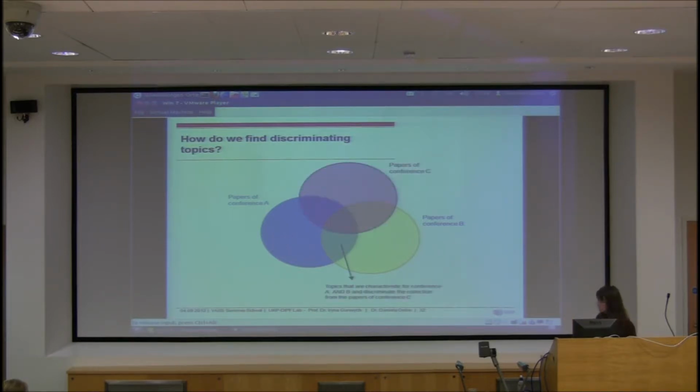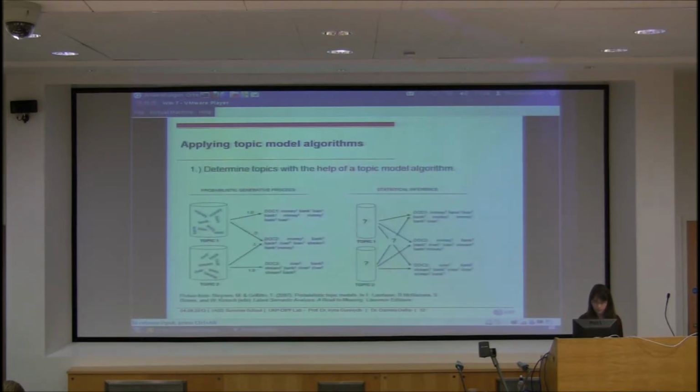Second, we would like to get the topics that are characteristic for conferences A and B and discriminate the collection from the papers of conference C. And third, we would like to get the topics that are characteristic for all 3 conferences. I'm going to talk about now how we did that. So the first question is, how do we get the topics? And now we get to LDA that I already mentioned before.